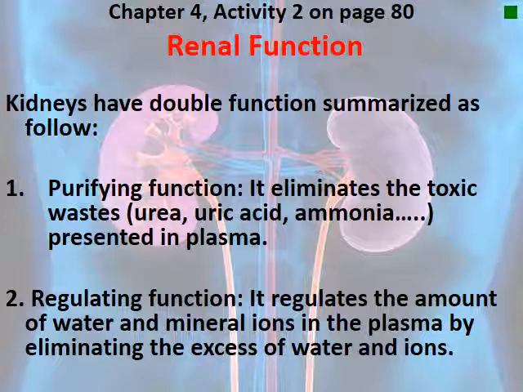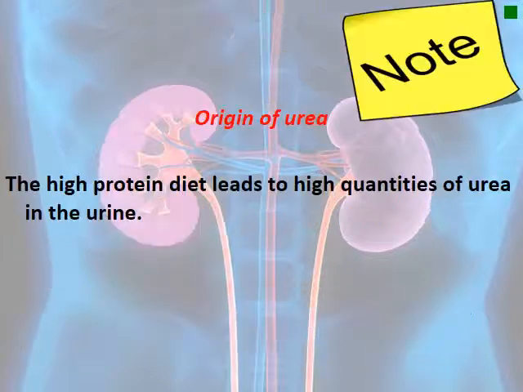Purification, okay? They filtrate, let's say, filtration function, and regulating, they regulate the level of ions and water, and they get rid of excess water and ions outside the body. As a note, origin of urea: the high protein diet leads to a high quantity of urea in the urine. So people who eat a high amount of protein, this will lead to a high quantity of urea in the urine.